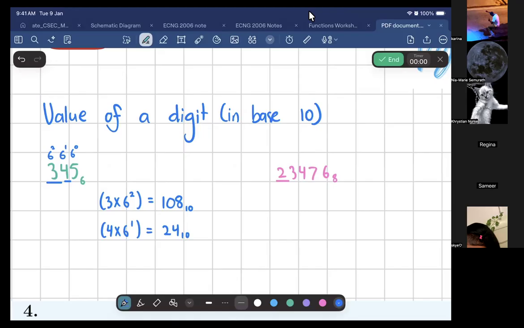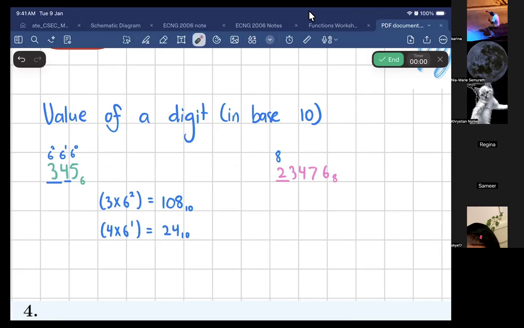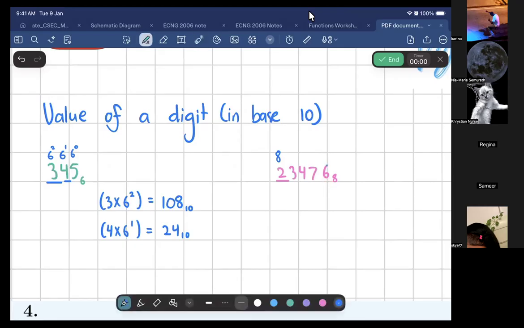Wait, you say 8 to the power of 5? Let me take my time. So maybe we should start from the 6. What would the place value for the 6 be? That would be 8 to the power 0, right. What would the place value for the 7 be?